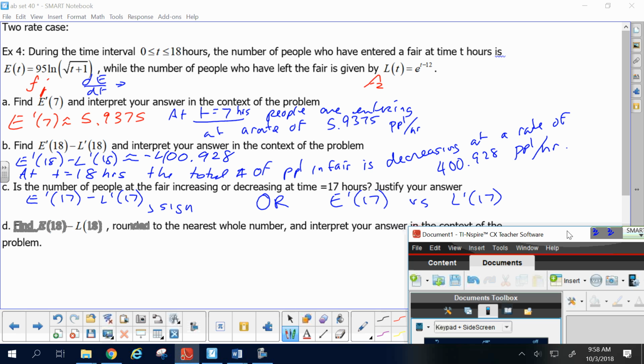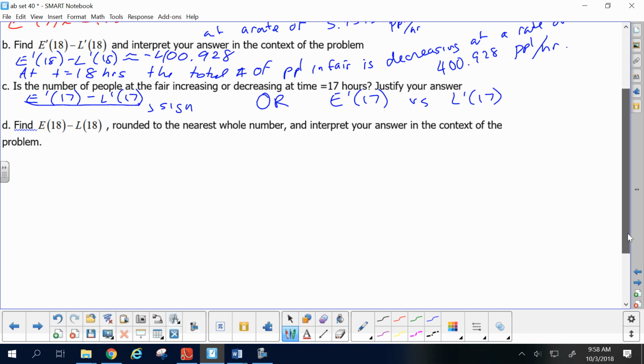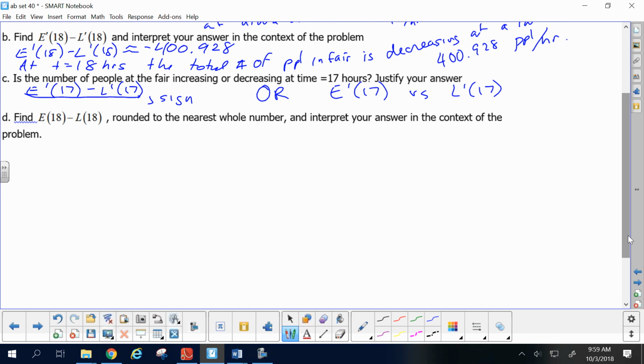Either one will work, and either one is fine justification on the AP test. You could find each and say, see, the enter rate is greater than the leave rate, so the number of people should be growing. Or you could just say the net rate is positive or negative, and that would do it. In the interest of time, I'm going to leave it at that, but do you understand either one? Could you do one of those on your own, please? Yes? Okay. It's E at 18 minus L at 18. Would you do that, please? And then we'll move along to the last idea.